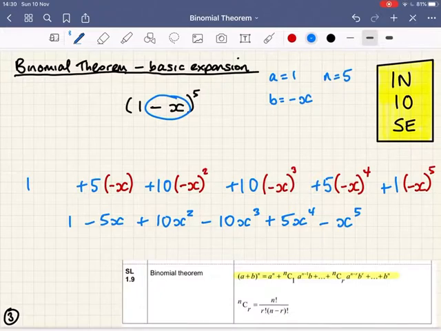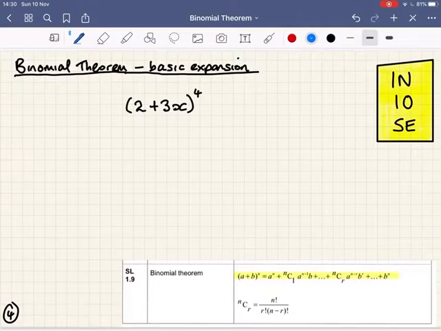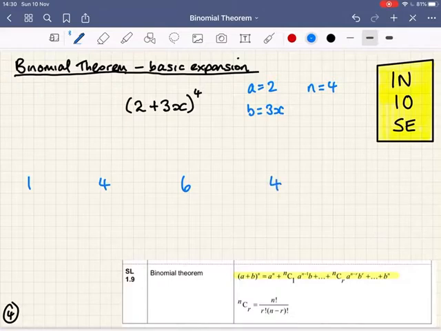Now what happens when I get a mixture? So let's go with, this time, (2 + 3x) to the power of 4. So write down what you know. a is equal to 2, b is equal to 3x, and n is equal to 4. So again, I can pull from the fourth row of Pascal's triangle or use my calculator to find all the coefficients. 4C0 is 1, 4C1 is 4, 4C2 is 6, and then 4C3 is 4, and 4C4 is 1. There are the numbers at the beginning.